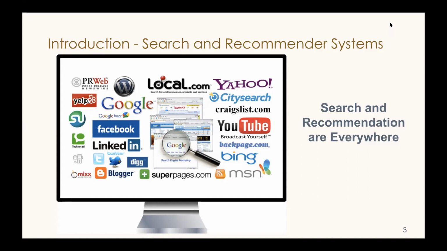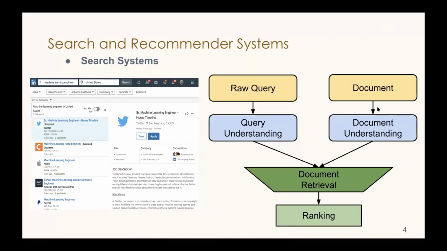And these systems have different functionality. Users would like to obtain information from these systems for different purposes. For example, we can use these systems to look for people, jobs, content, restaurants, videos, and traveling tips. Now, what does this system look like? Let's take a high-level look.